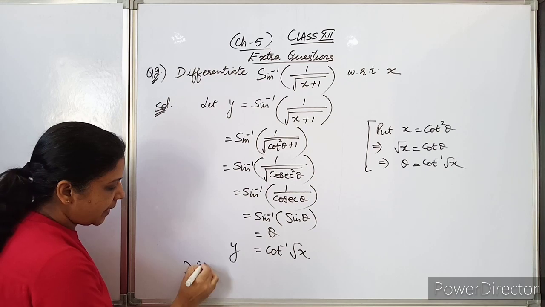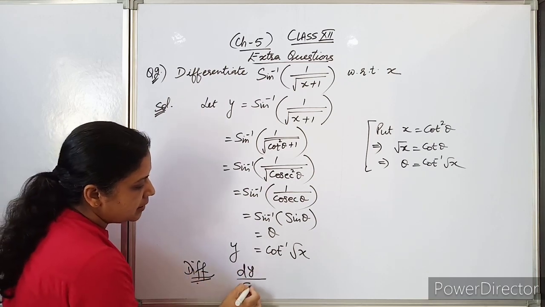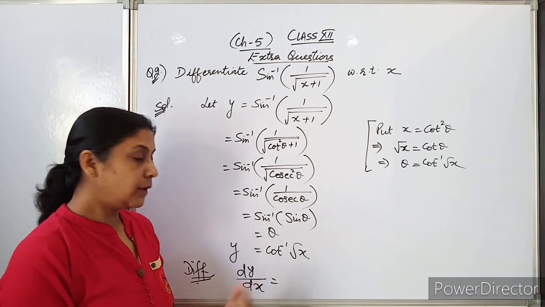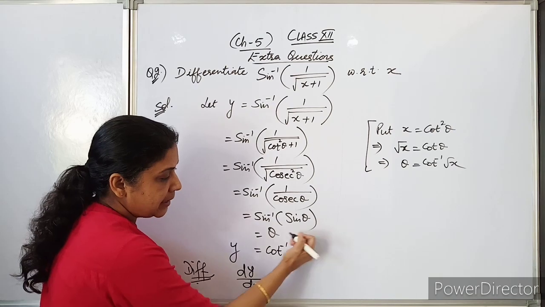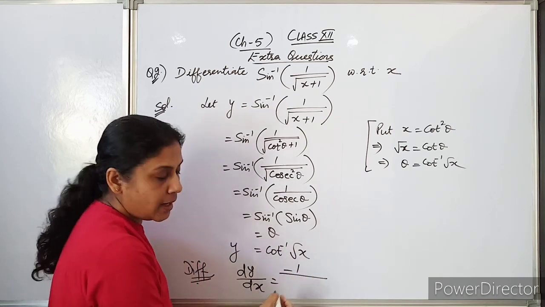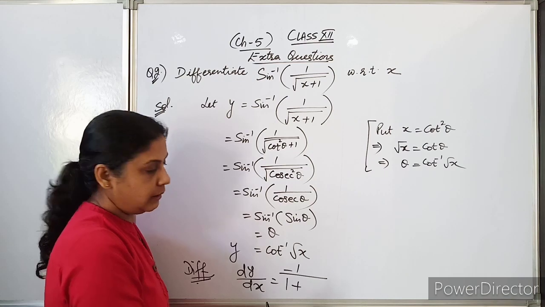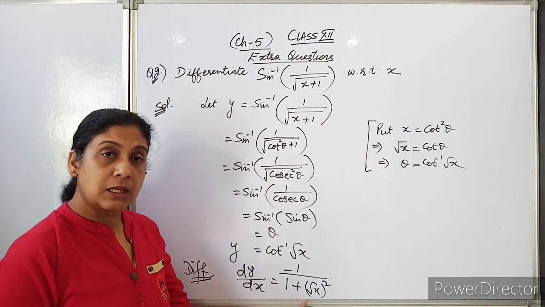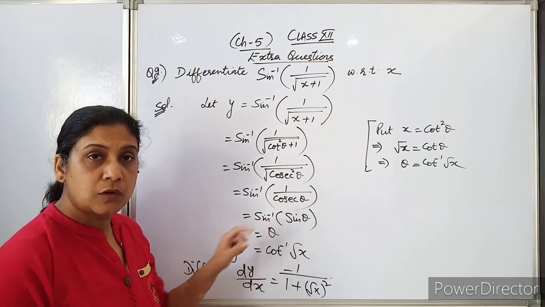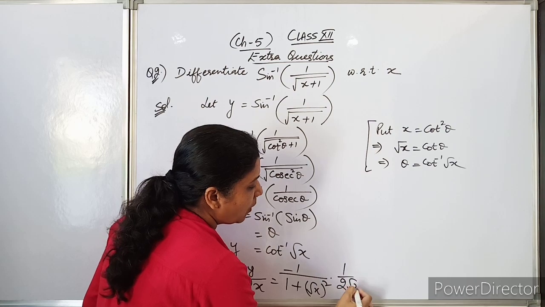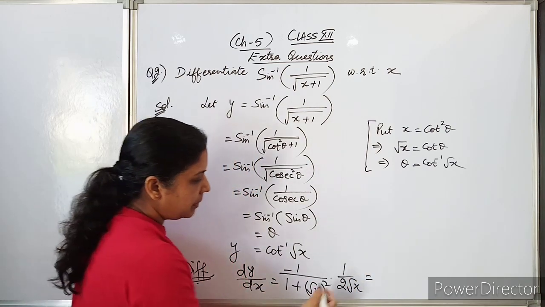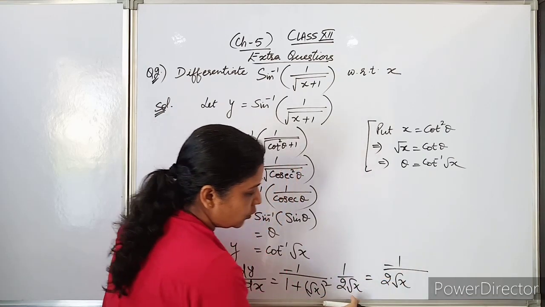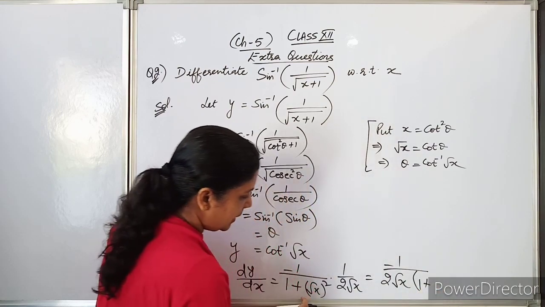Differentiating both sides with respect to x, we get dy by dx, derivative of y with respect to x, is equal to, I have to take the derivative of cot inverse theta. Supposingly, I am taking root x as theta. So, minus 1 upon 1 plus theta square is the derivative. So, in place of theta, I am working with root x now. So, it is minus 1 upon 1 plus root x square into derivative of root x by chain rule, which is 1 by 2 root x. So, when we simplify it, it is minus 1 divided by 2 times root x into 1 plus x.